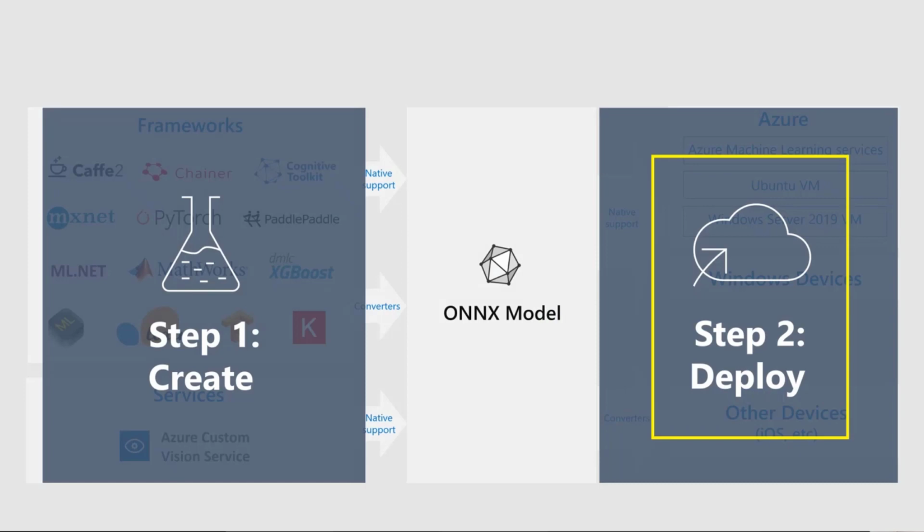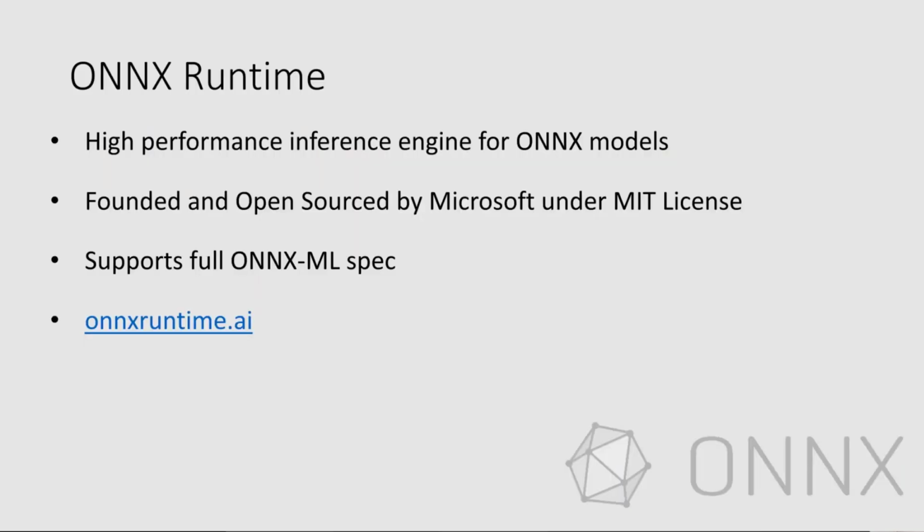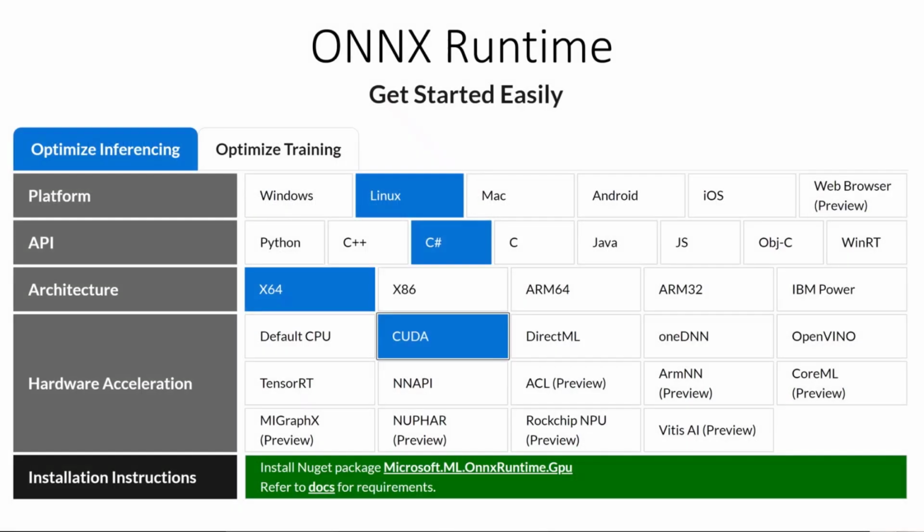And now, how would you deploy it? The best way to integrate it with your application is using ONNX Runtime. It's a high-performance inference engine for ONNX models. It's open source by Microsoft under the MIT license, and you go to onnxruntime.ai to learn more about it. If you want to run it on Linux in a C# application, 64-bit, with hardware acceleration with CUDA, it tells you the installation instructions, what NuGet package you would incorporate into your application, and some documentation on how you would run that.